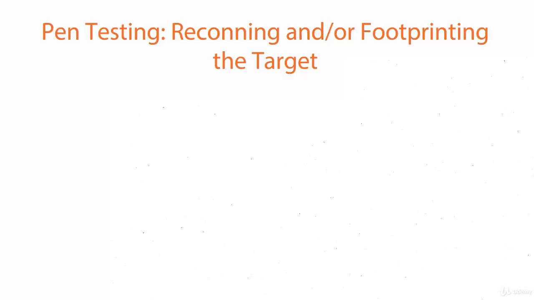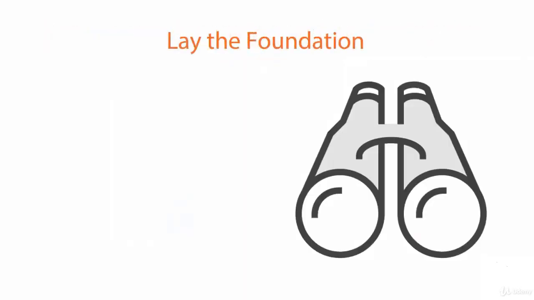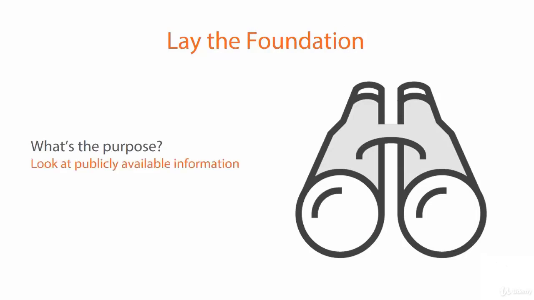Okay, so let's first talk about pen testing, reconning, and/or footprinting the target. Now, if we all want to have a flashback, because I know you've all gone back and watched the course on reconnaissance, you know what the purpose is here, right? It's to determine what information is publicly available about your client and/or target. Information that's available on the internet, such as network architecture, operating systems, applications, users.